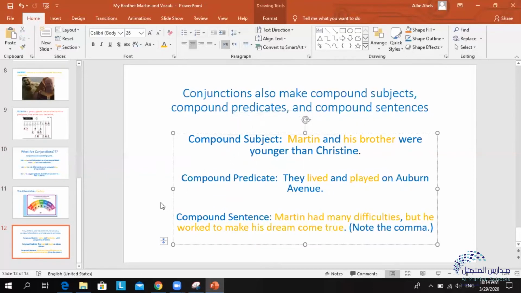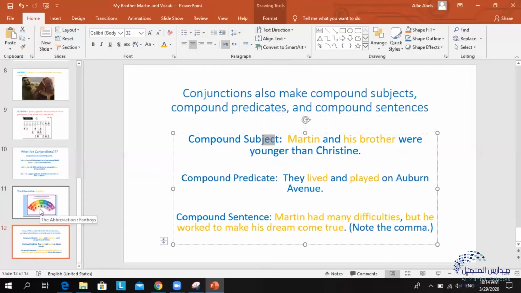So Martin and his brother are two subjects in the sentence, and who connects them? The conjunction "and". Then it makes them a compound subject in the single sentence. So we say Martin and his brother, compound subject, were younger than Christine. Both of them were younger than Christine.